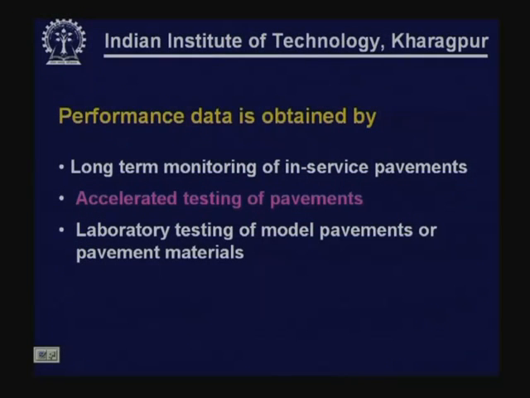If you cannot go for long-term monitoring, if you cannot wait for such long periods, or you have just developed a new pavement material and you cannot construct pavements and wait for 15 years for it to fail and then collect performance data, we can go for accelerated testing of pavements in accelerated pavement test facilities. Alternately, we can test those new materials or new pavement models in the laboratory and then collect information about their behavior, and then on that basis make whatever adjustments are required to the laboratory obtained performance, and then you can still develop performance criteria for pavement design.